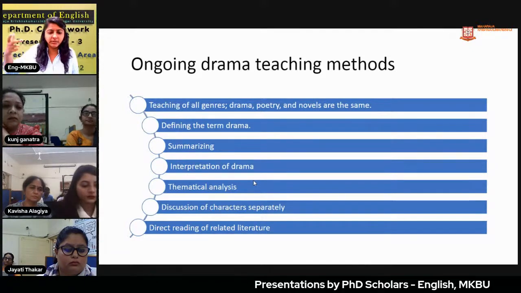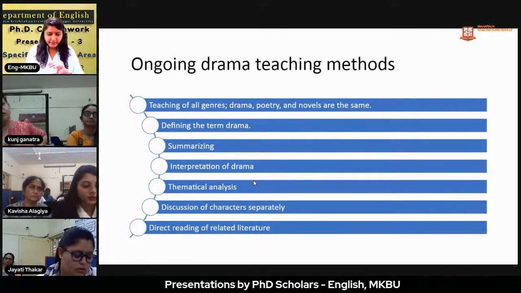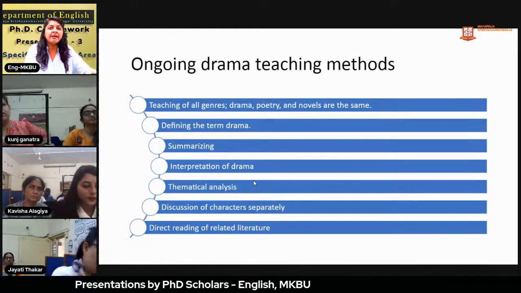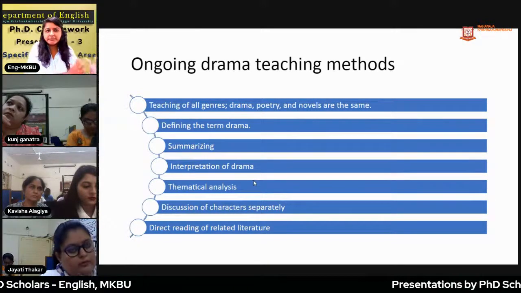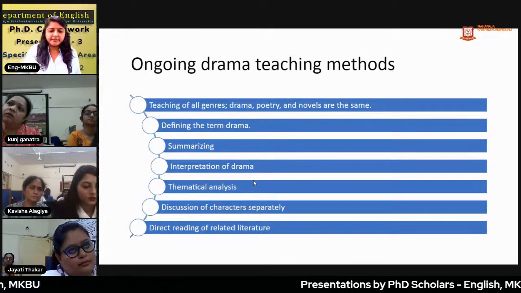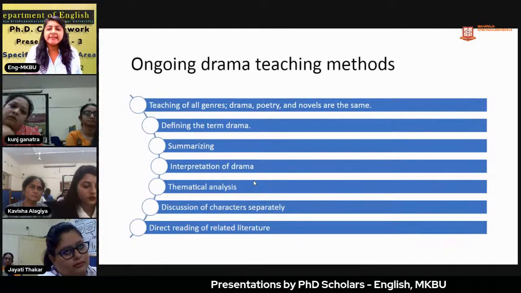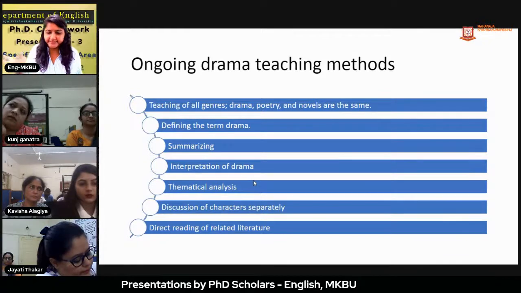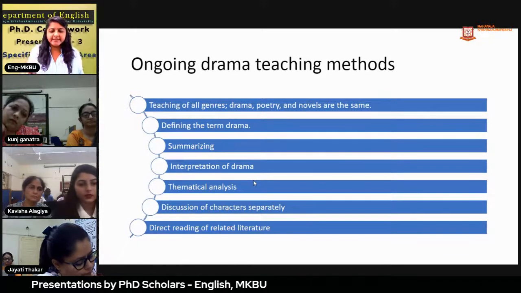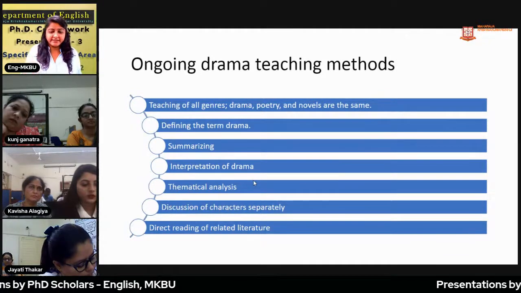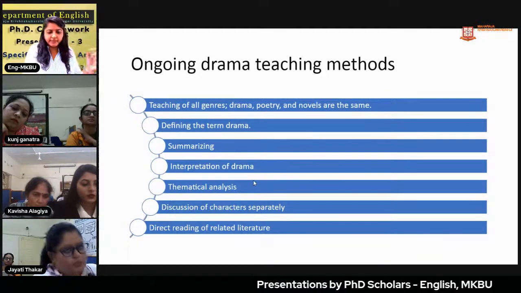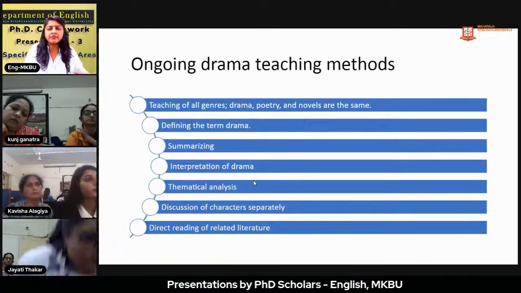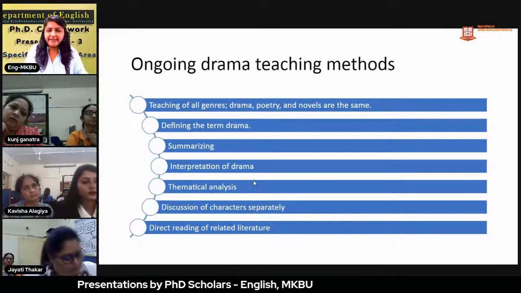Another is that we do thematic analysis, and we don't talk about the drama, but about themes. Then another is discussion of characters separately. Another is direct reading of related literature. For this last point, I will give a case study, or an experience of a really good drama teacher, in the last slide.